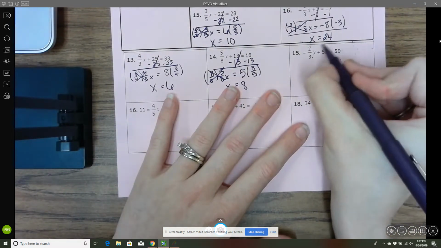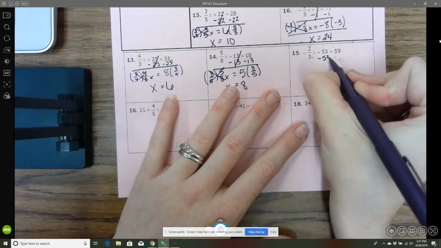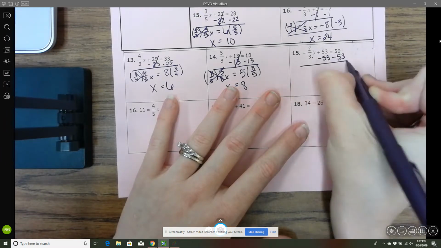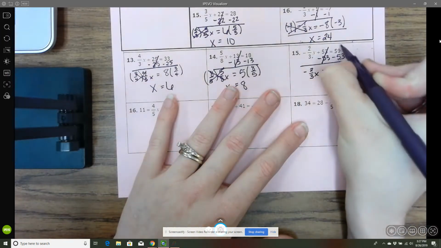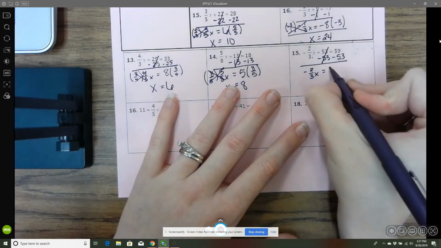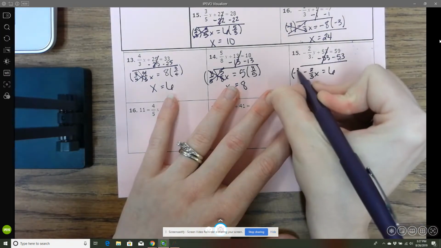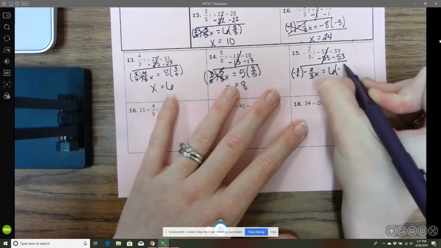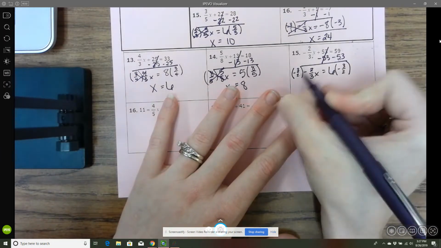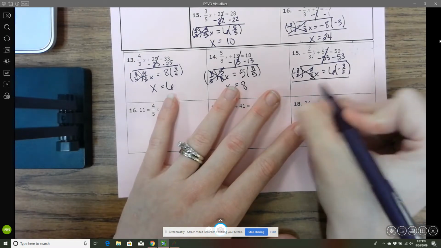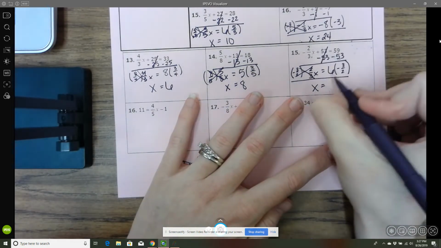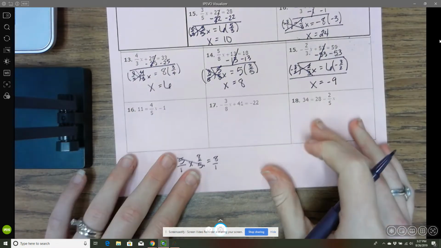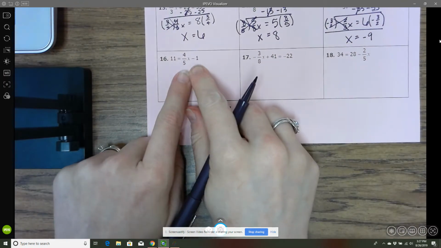All right, so again, addition and subtraction first. So we subtract the 53 from both sides. These cancel. 59 minus 53 gives me a 6. Multiply by the reciprocal. So these cancel, and x would equal negative 9.